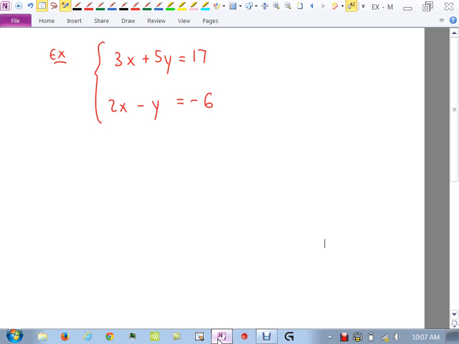Okay, so like we had said before, I'm trying to pick a variable that looks like it's the easiest to get by itself, which would be this y. So I'm going to choose equation 2, and I'm going to solve for y. Let me label these.